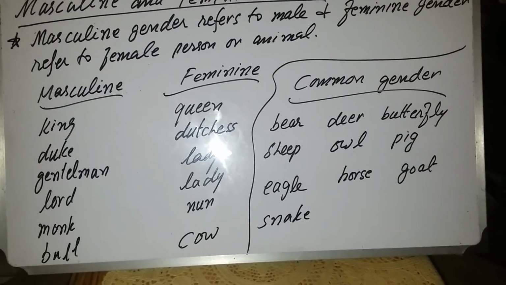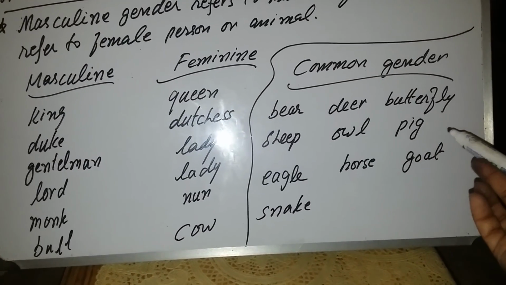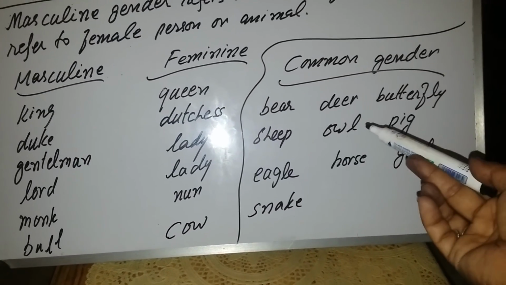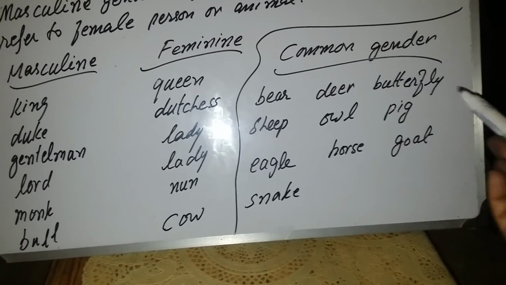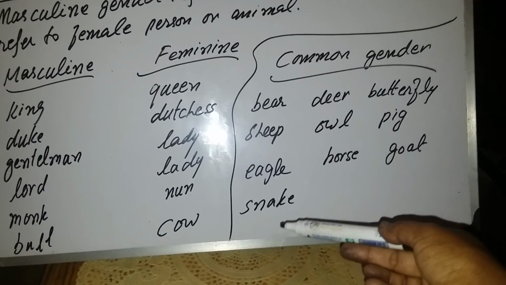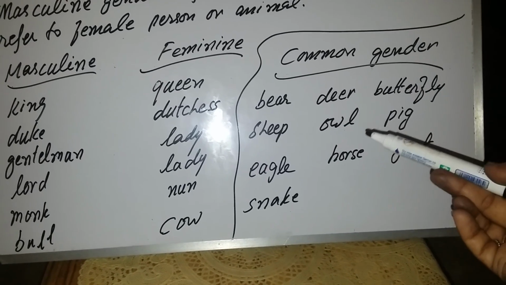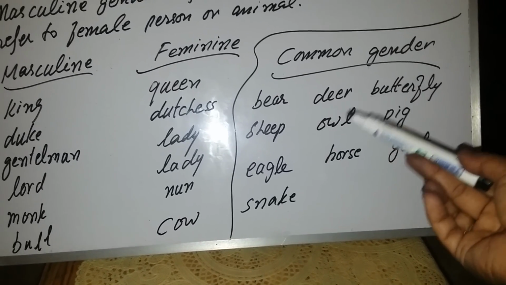Now, common gender. These are those nouns which have common gender. It means there is no separate name for male and female. Bear, deer, butterfly, sheep, owl, pig, eagle, horse, goat and snake. For example, if you want to clarify whether it is male or female, you can use she with them. She bear, she deer, etc.